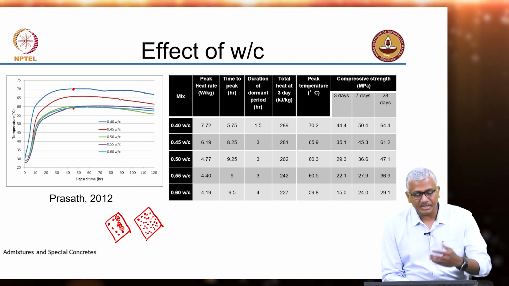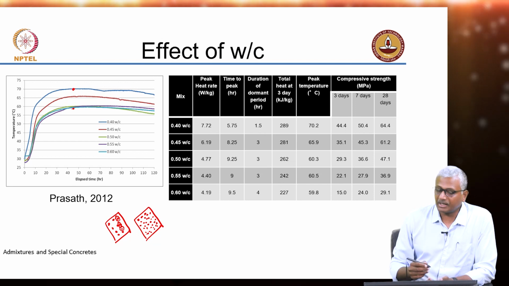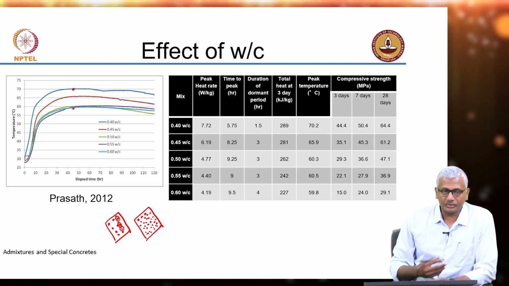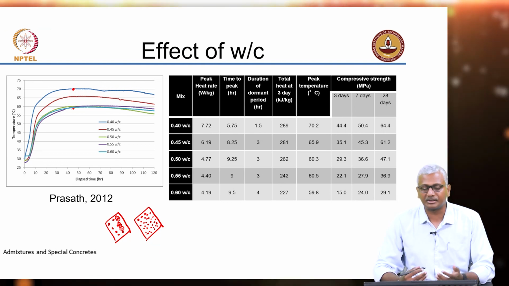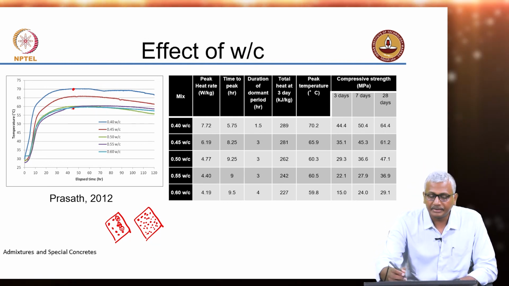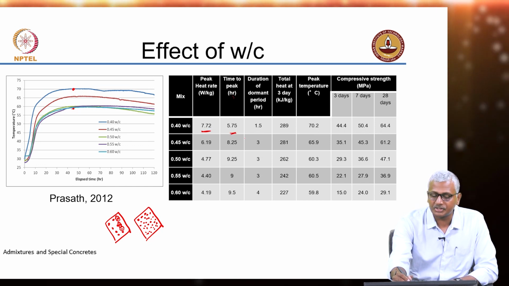So, using this adiabatic calorimetry, we can convert this temperature-time graph to a heat rate graph also. There is a lot of mathematics involved there. It is not too difficult if you understand the heat flow equation. Then based on that, you can actually get the peak heat rate and the time at which this peak heat occurs.